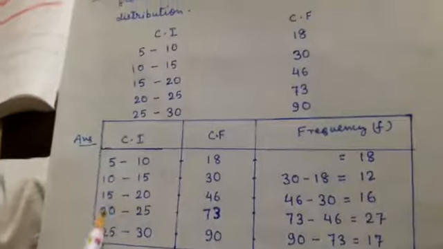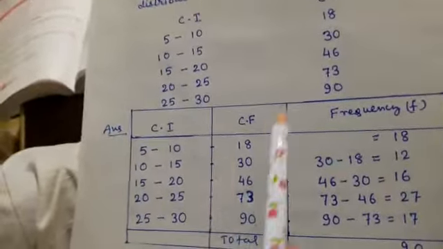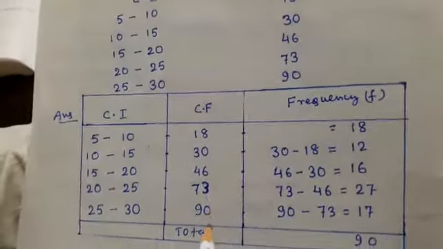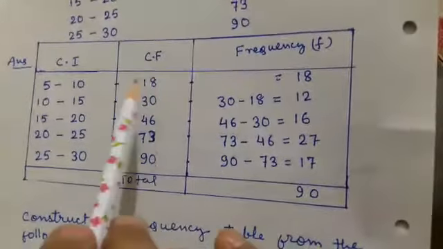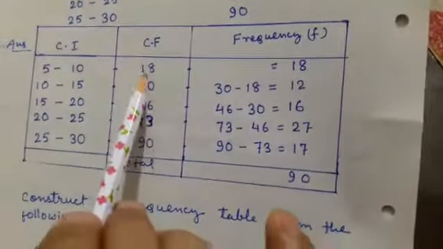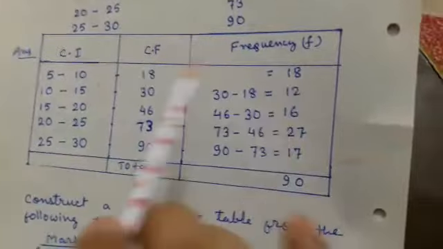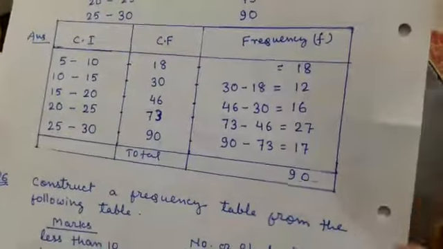It is given in the question: 5 to 10, 10 to 15, 15 to 20, 20 to 25, 25 to 30. And the cumulative frequency is also given to you: 18, 30, 46, 73 and 90. Now let us find out the frequency. As I told you, in the first group, cumulative frequency and frequency will be the same. So 18, 18 we will write down as it is.